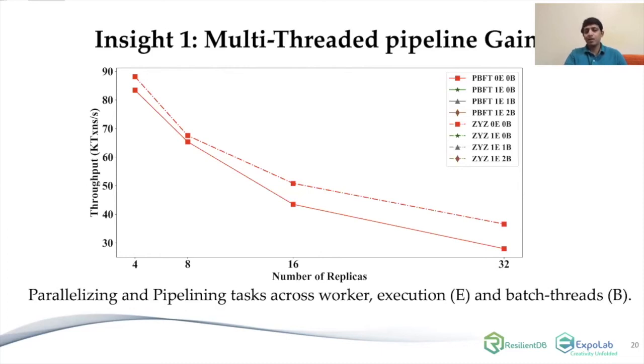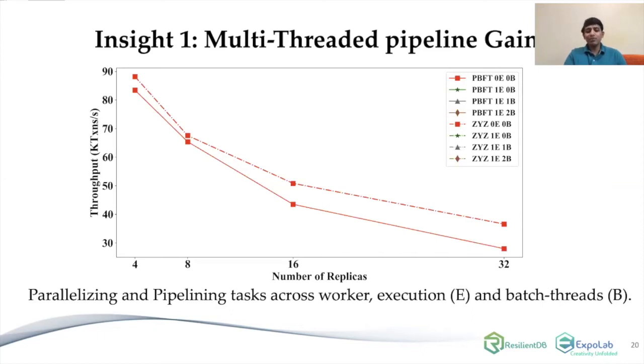The very first question we want to discuss is, what is the effect of pipelining and multi-threading? Can pipelining and multi-threading help ResilientDB to gain higher performance? And to do that, we make ResilientDB use PBFT, a very slow protocol, and we also make it use Zyzzyva. And what we want to show here is that there will be cases where ResilientDB using PBFT is still outperforming a system which uses Zyzzyva.